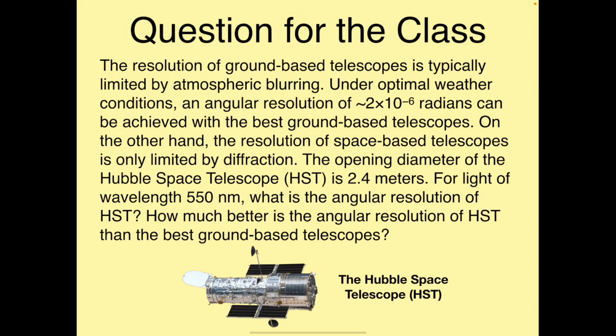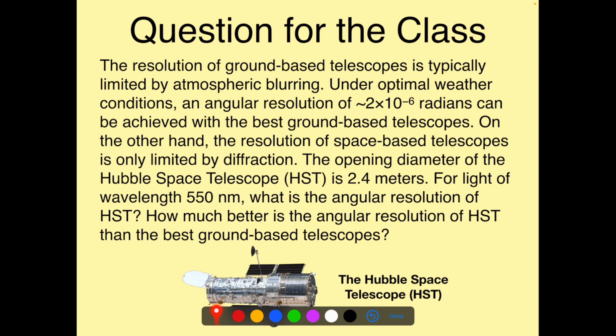So let's take a look at another example. The resolution of ground-based telescopes is typically limited by atmospheric blurring, okay? Because you have to look through Earth's atmosphere to see out into space if you have a ground-based telescope. Now, under optimal weather conditions, an angular resolution of about 2 times 10 to the minus 6 radians can be achieved with the best ground-based telescopes.